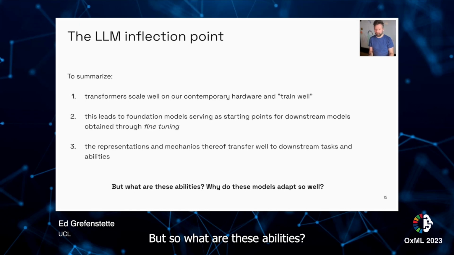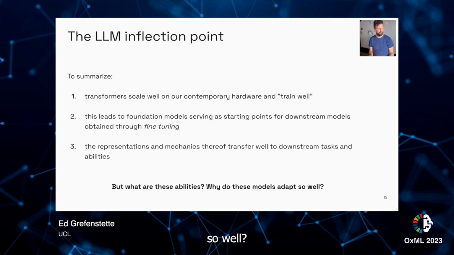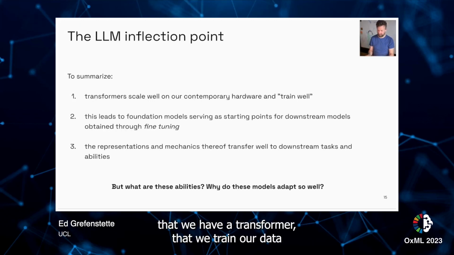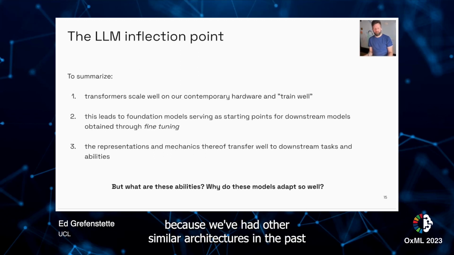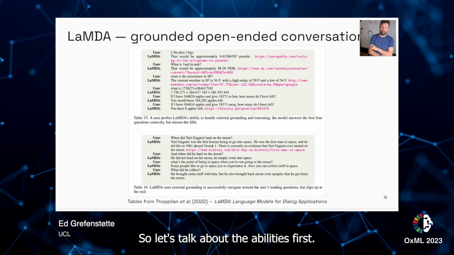But what are these abilities, and perhaps more importantly, what about these models makes them adapt so well? I feel that doesn't just pop out intuitively from the fact that we have a transformer that we train on a lot of data, because we've had other similar architectures in the past, and we've trained LSTMs over lots of data, and you didn't necessarily see this. So let's talk about the abilities first.